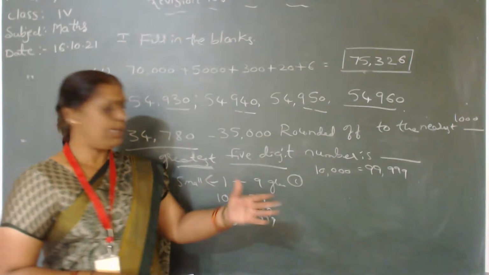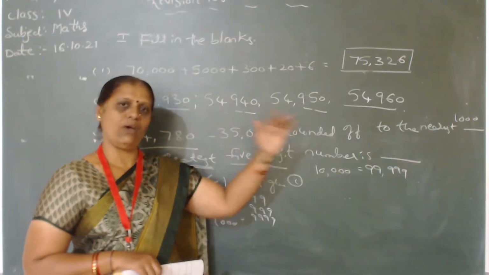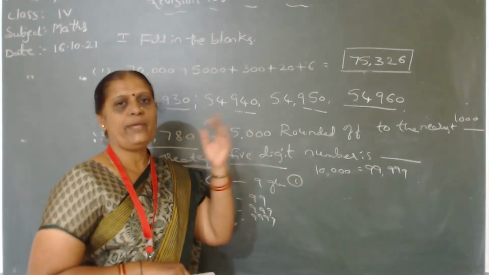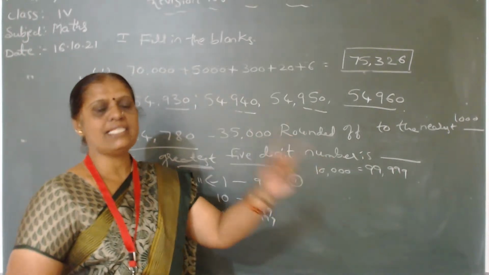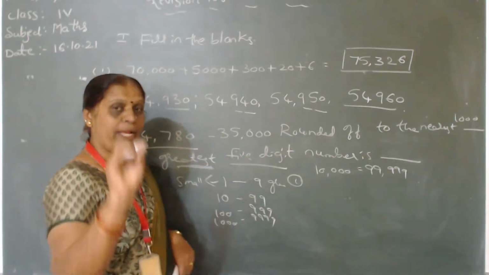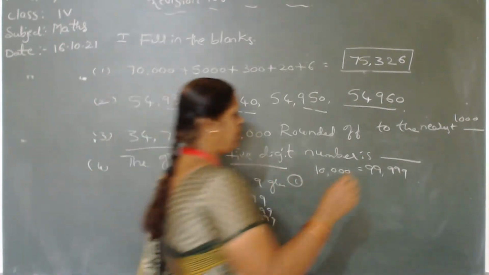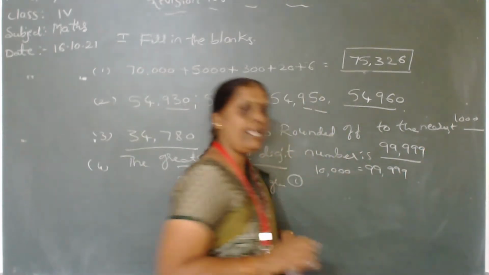You have learned about the greatest and smallest number. 1 to 9 are all 1-digit numbers, where 1 is the smallest 1-digit number and 9 is the greatest 1-digit number. So they have asked here for 5-digit numbers. The greatest number is 99,999.